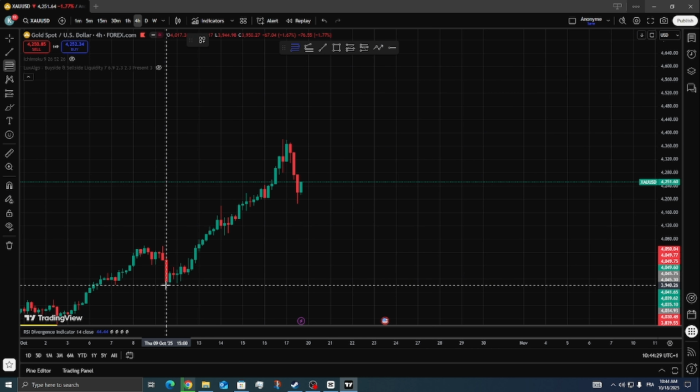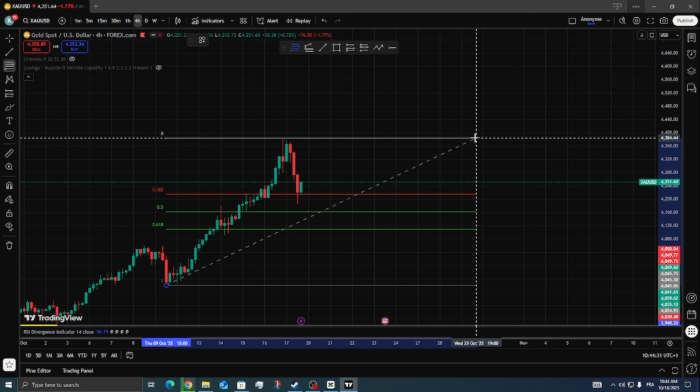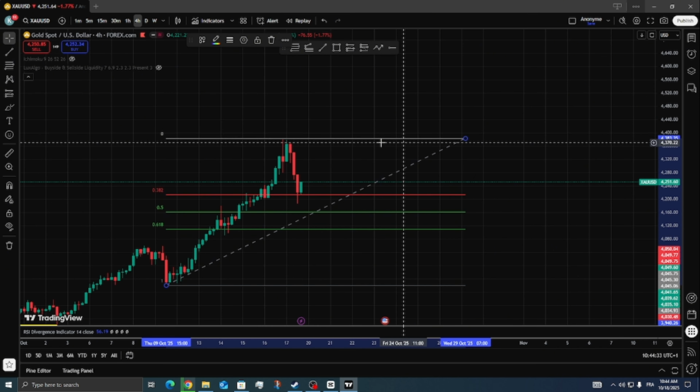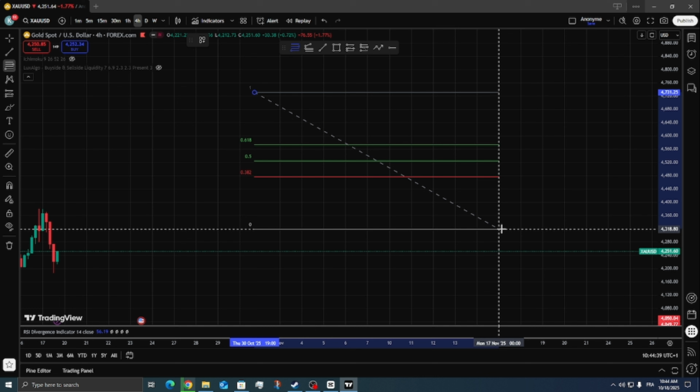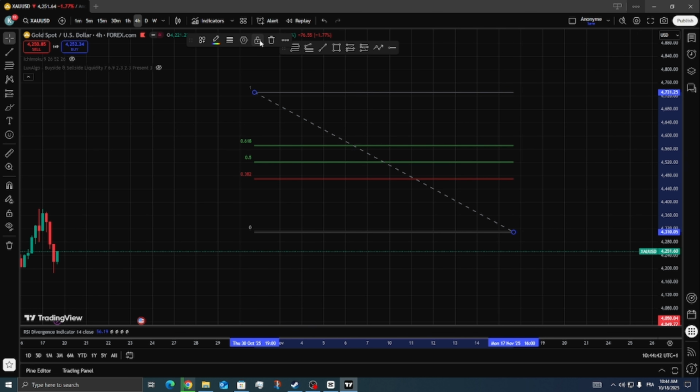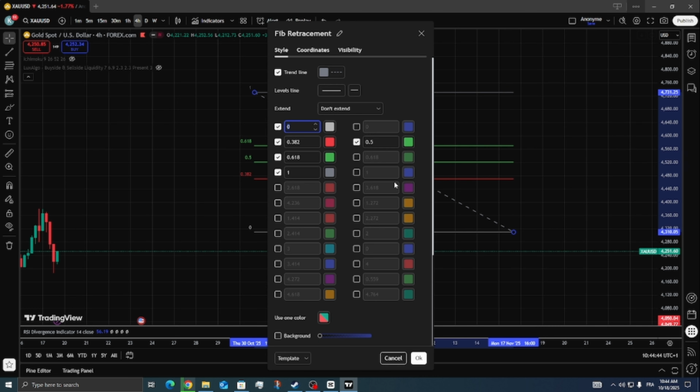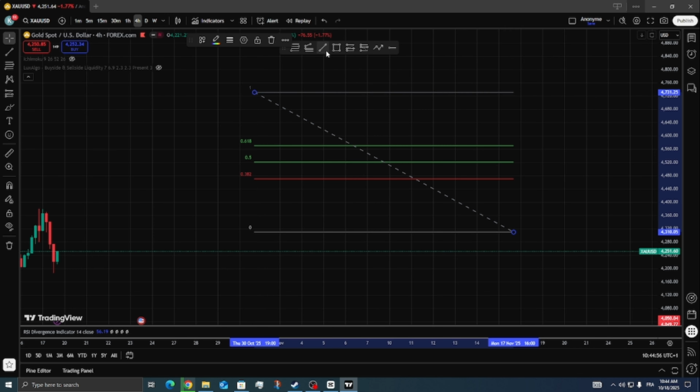The strategy revolves around drawing Fibonacci retracement levels from a recent swing low to swing high and using the key Fibonacci levels 0.382, 0.5, and 0.618 to time entries and set stop losses and take profit points. The presenter stresses the importance of confirming these Fibonacci levels with other indicators, such as support and resistance zones, to enhance the probability of successful trades.